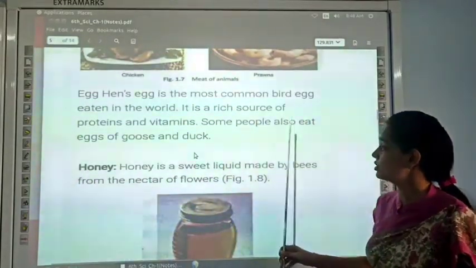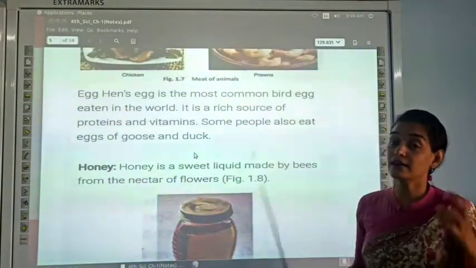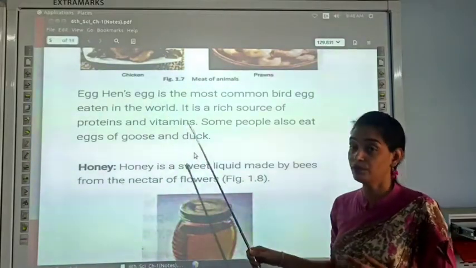And it is rich source of protein and vitamin. Eggs are especially the main source of the protein and vitamins.